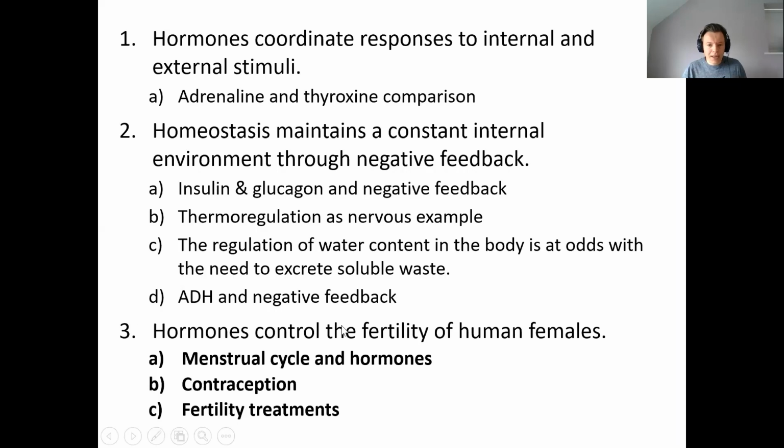So now I've just come back to that detail within principle number 3. Remember I said that I wanted to include the menstrual cycle and hormones first. That key knowledge is required in order for them to apply it to contraception and to fertility treatments, which come next. The order of those isn't hugely important, but I think contraception is an easier idea to understand than fertility treatments, so I think it builds better in that order.